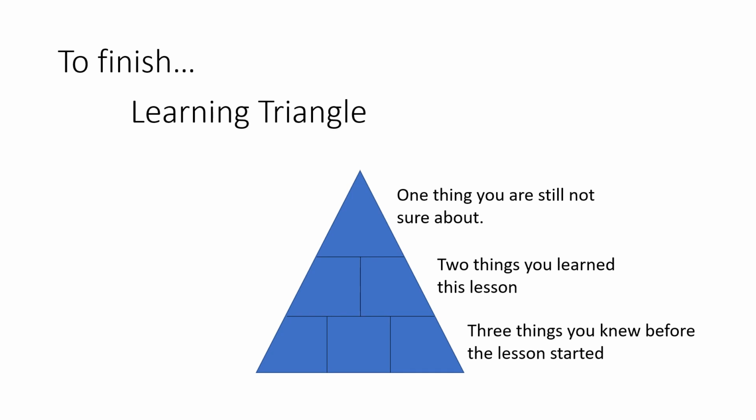Just to finish off, complete a learning triangle based on the presentation. So we're looking for 3 things you knew before you started that were mentioned during the lesson, 2 things you've learned from the lesson, and 1 thing you're still not sure about or a question to test yourself on later on.